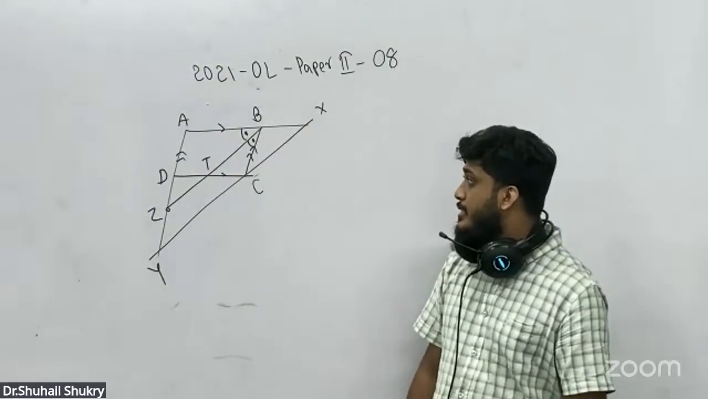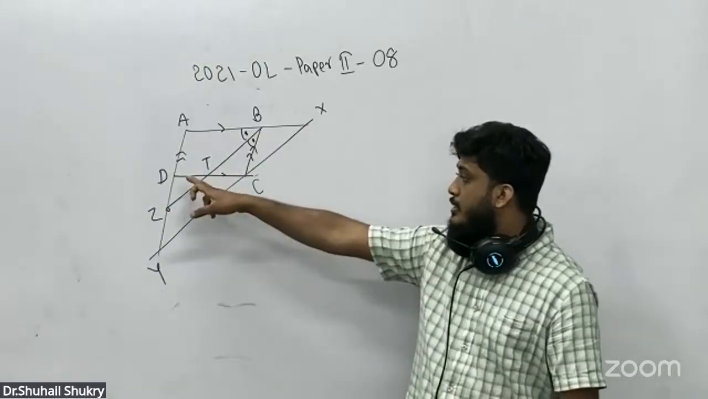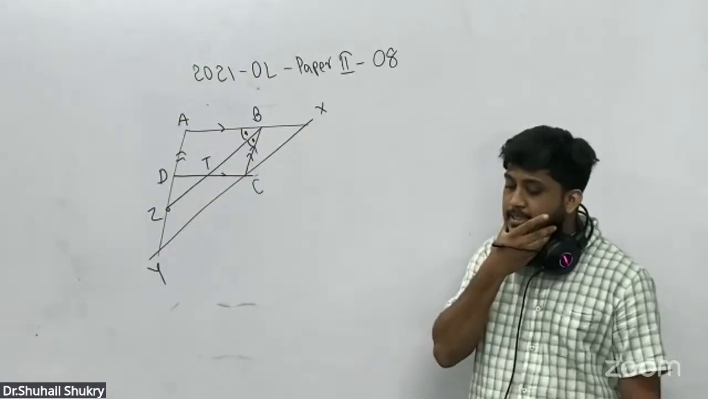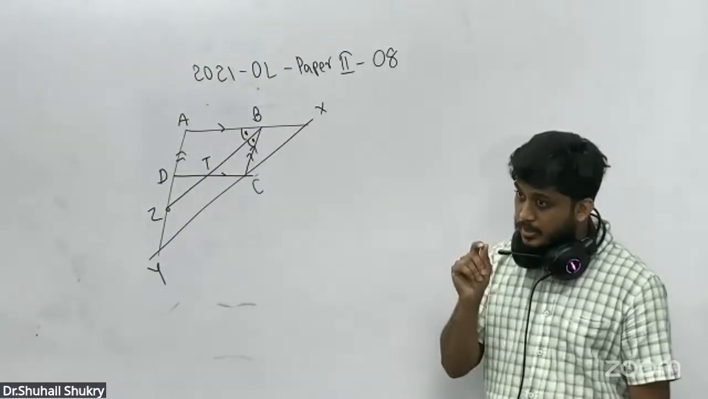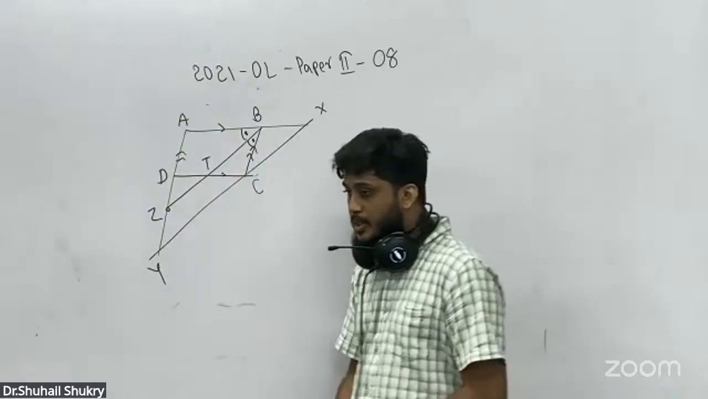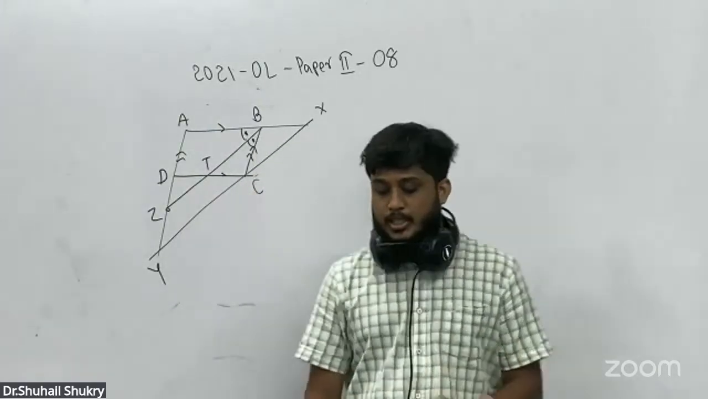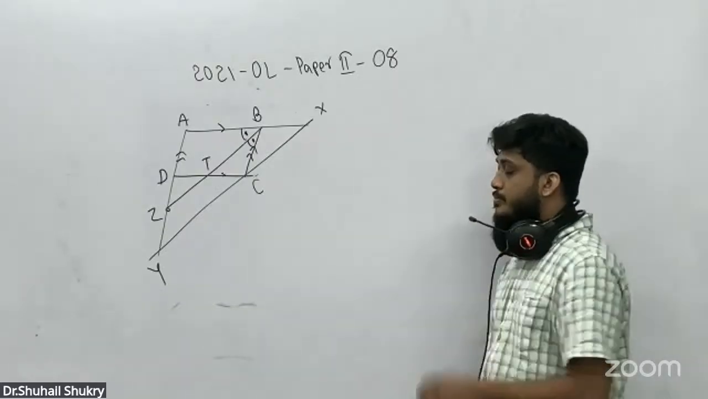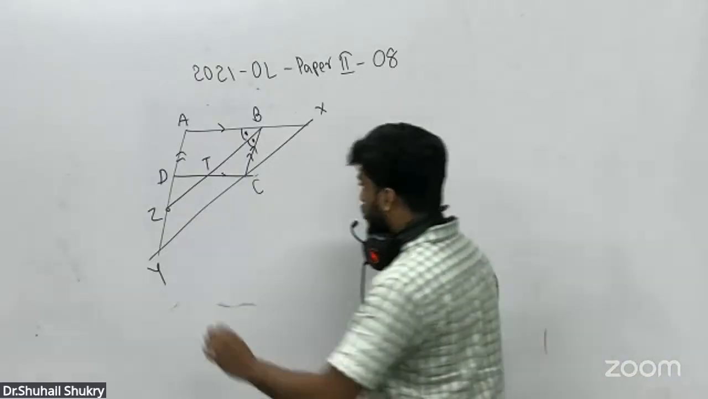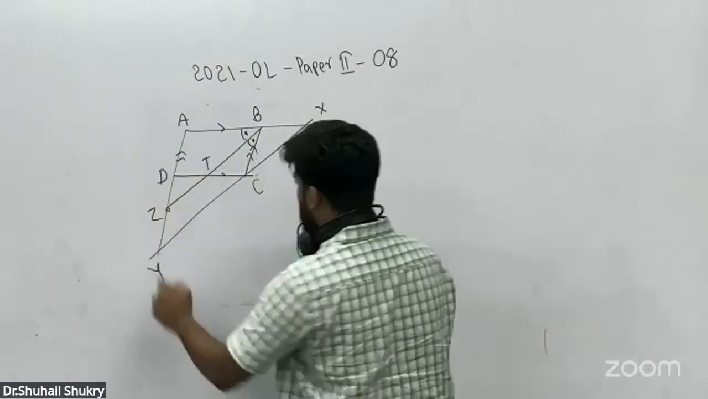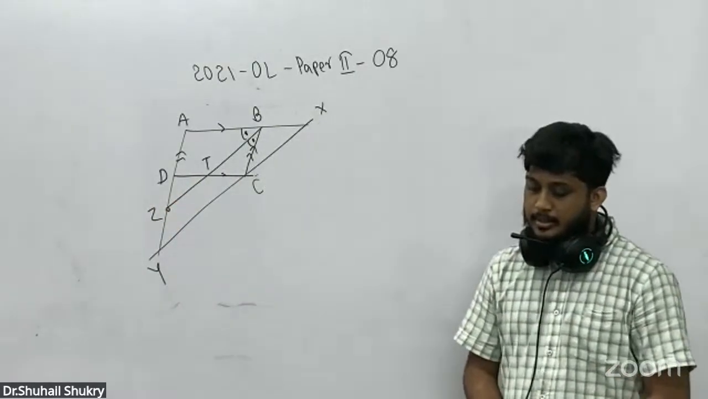Show that DZT, where is DZT? This small triangle. They have asked you to show it is an isosceles triangle, and thereby show AB plus AD equals BX plus DY. All right. Now, first, I want to prove this ZDT, this one, as an isosceles triangle.